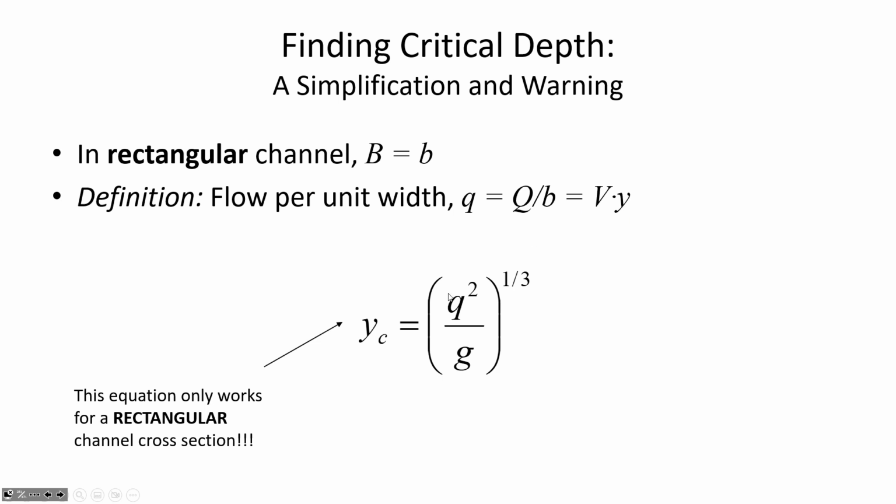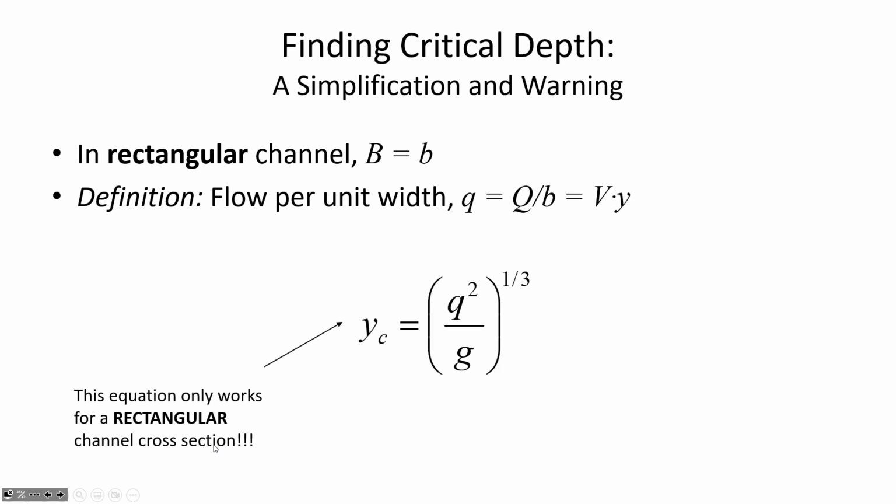Now, this formula is just so tempting to use to calculate the critical depth because it's a lot easier than the full-blown equation for the Froude number set equal to 1. But if you've got a rectangular channel, like we do here in this example, then this equation works just fine. So let's try that out.